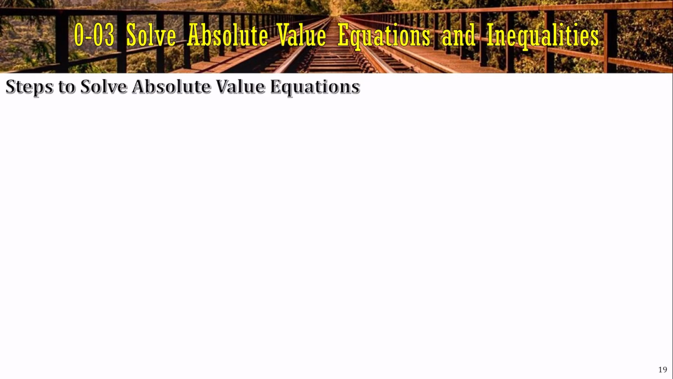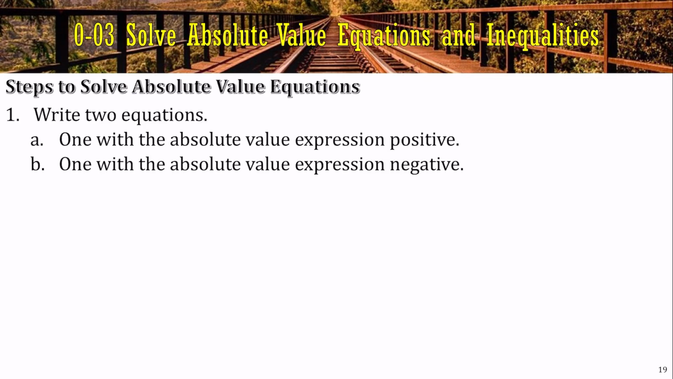So how do you solve an absolute value equation? Well, you write two equations. One with the absolute value expression positive and one where it's negative, because we don't know if what was in that absolute value is positive or negative. I mean, if it's a positive 3, it's 3. But if it was a negative 3 in the absolute value, it's still 3. So we have to take both the options of it's positive or negative.